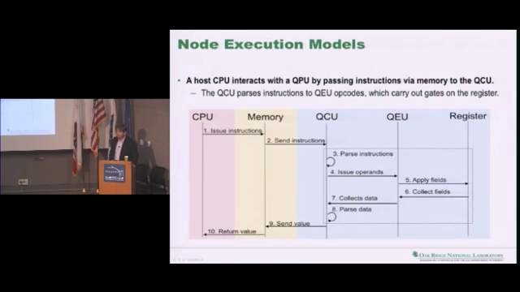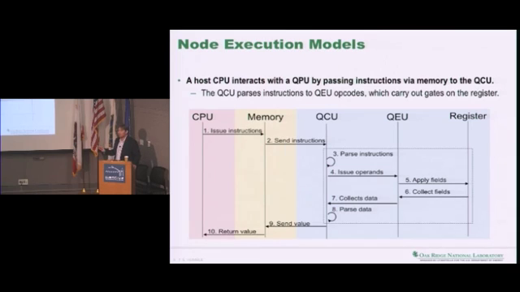Now, in terms of the execution model for how this node behaves, you can see here the different pieces of that node, the CPU on the left and all the way on the right, the register. This is a sequence diagram. You read these from the top to the bottom. The arrows moving back and forth denote the transfer of information between these different components. So, of course, my CPU issues those instructions, and we follow through this listing of 10 easy steps in order to generate a return value.